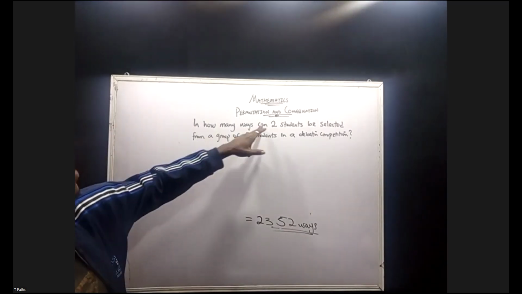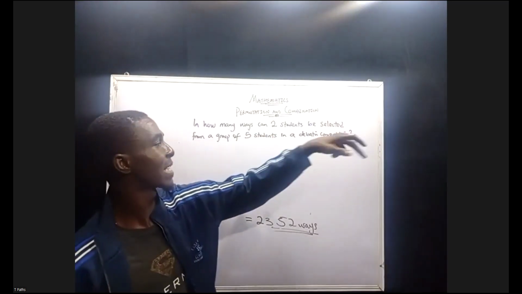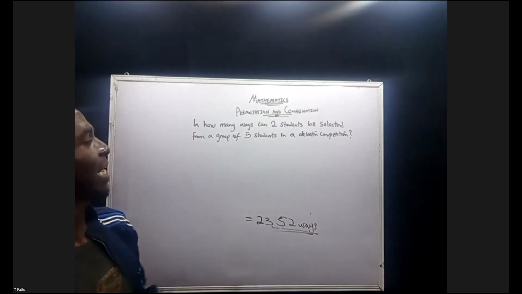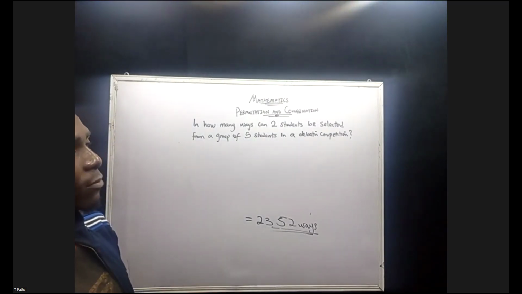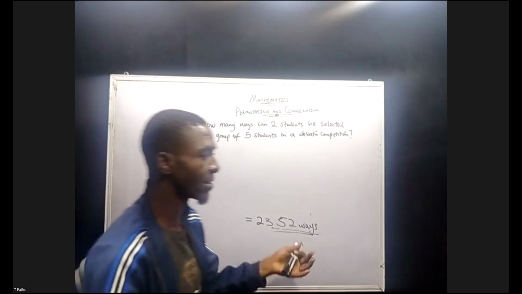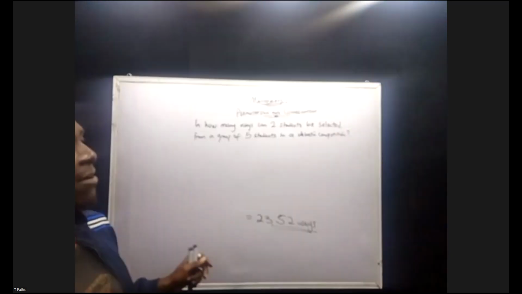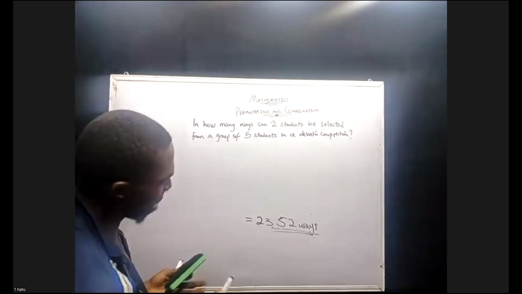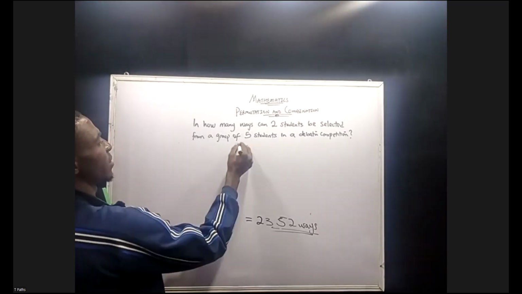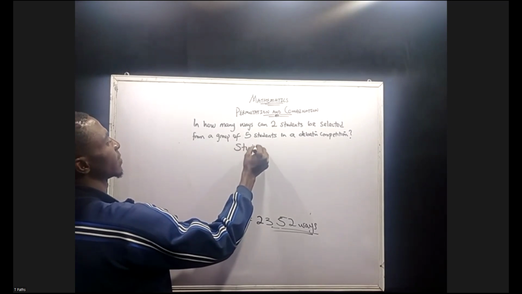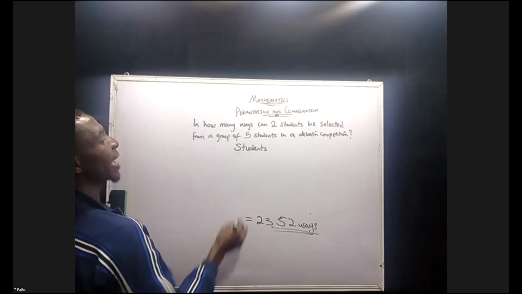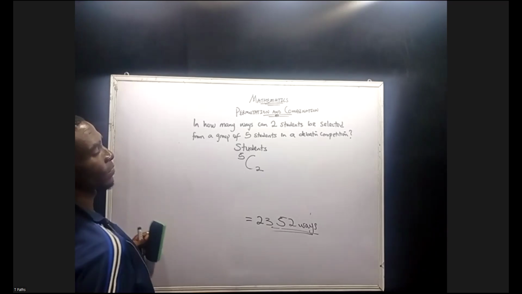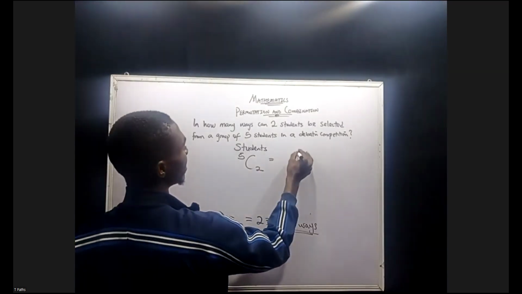In how many ways can 2 students be selected from a group of 5 students in a debating competition? This question is very, very straight, simple, and direct. Are we there? We are selecting number of students. Out of 5 students, we want to select just 2. So how do we go about it?